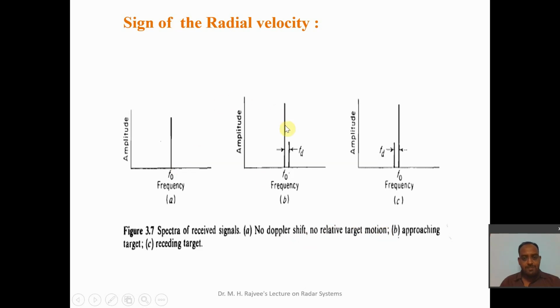If the target is approaching you, then the shift will be in the positive direction. That is, an approaching target gives you a positive shift. If the target is going away from you, that is called a receding target. If the target is receding, then the Doppler shift will be negative and it is f0 minus fd.